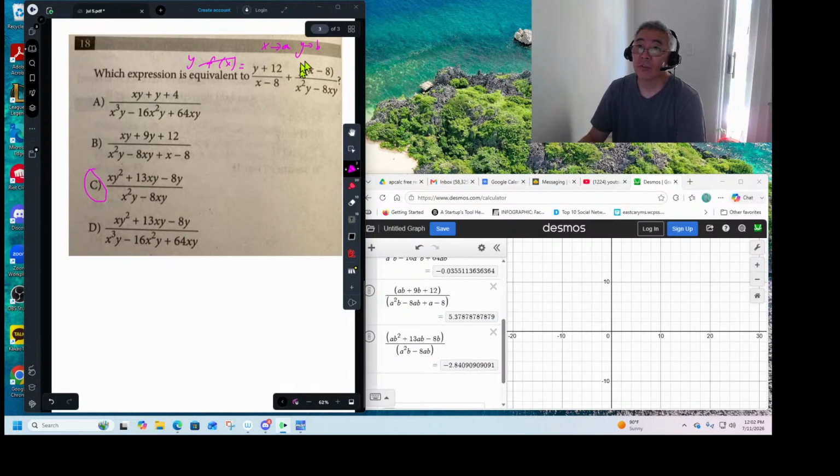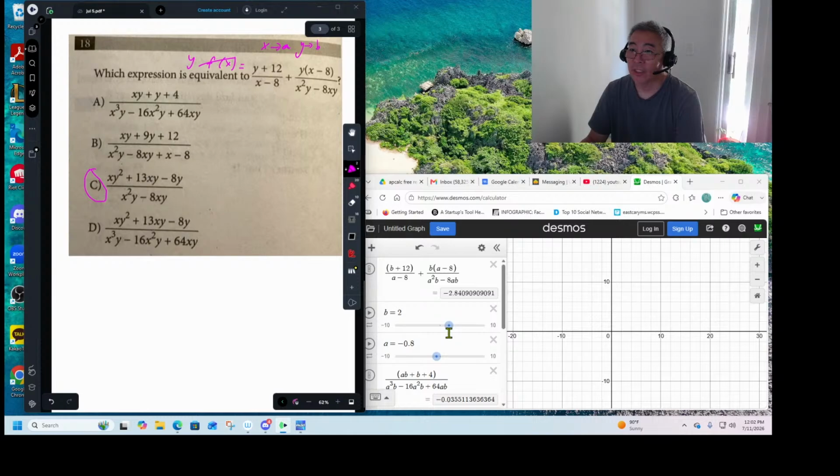Okay, and I didn't even do any algebra. Even if I didn't know the strategy here to make this one look like this one, I just typed it into Desmos, replacing the x's with a's and the y's with b's, made a and b into sliders, and didn't even really vary them. I just varied them a little bit just to make sure that they are indeed the same.